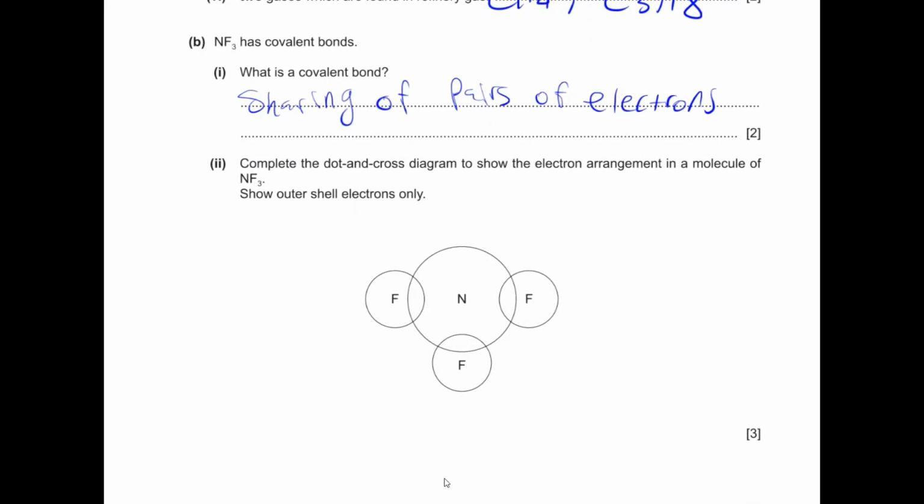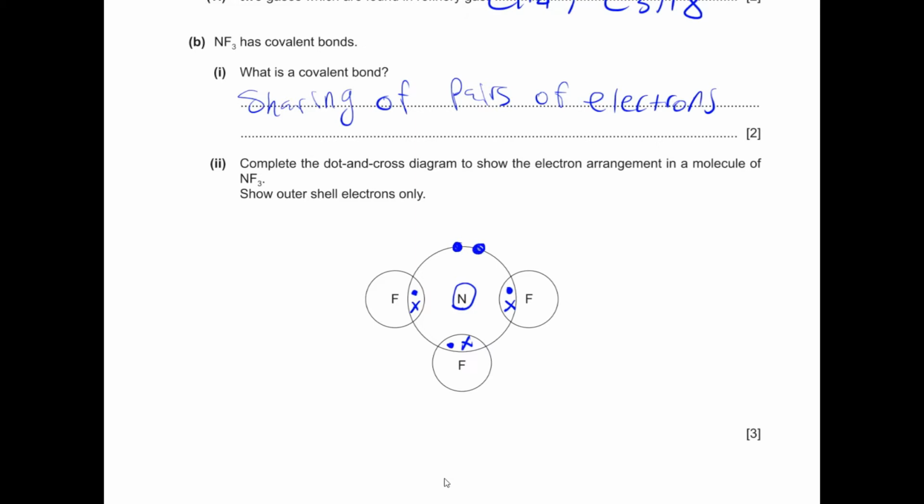Complete the dot and cross diagram to show the electron arrangement in a molecule of NF3. Show outer shell electrons only. So the first thing we can do is to fill the bonds between N and F. So one dot and one cross here, one dot and one cross, and one dot and one cross. And we should count the number of electrons that nitrogen is having around it now. So 1, 2, 3, 4, 5, 6, and it should have 8 electrons in total. So we should add an extra 2 here to add up to 8.